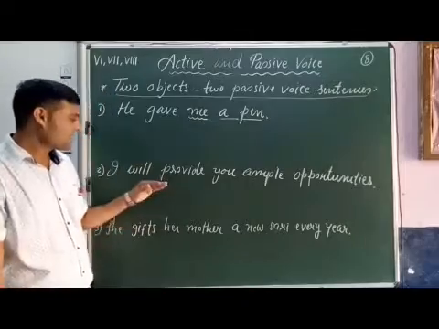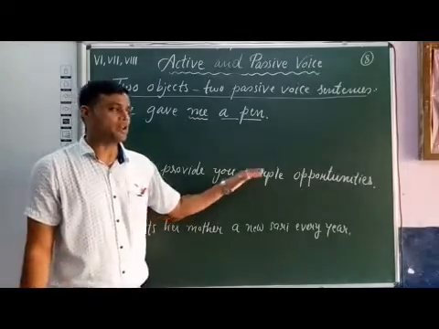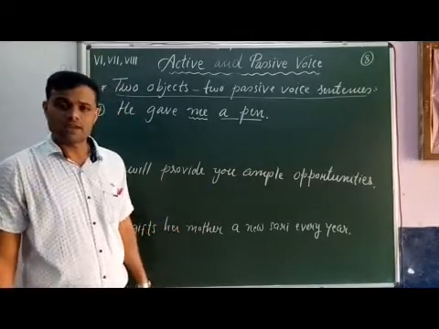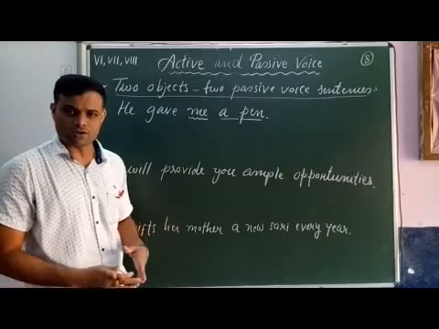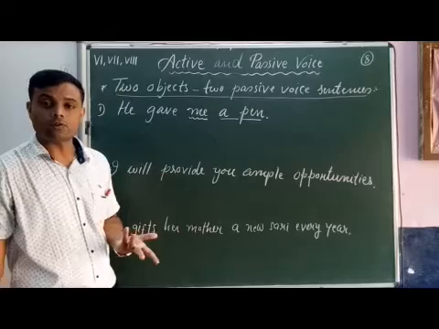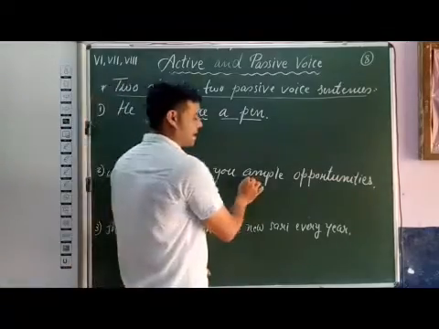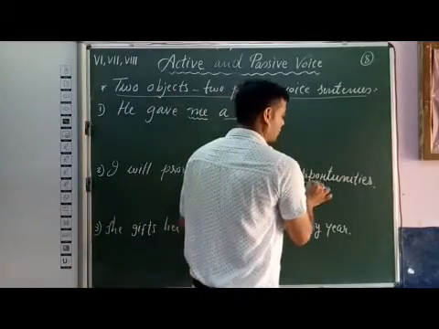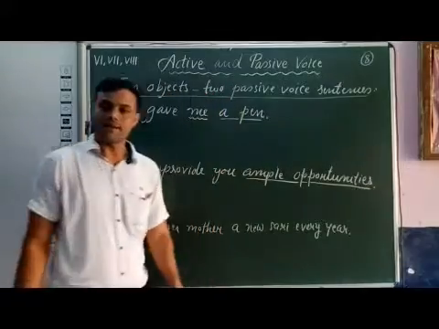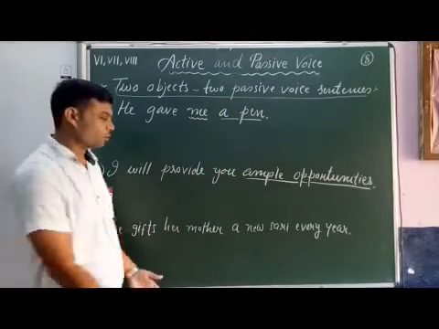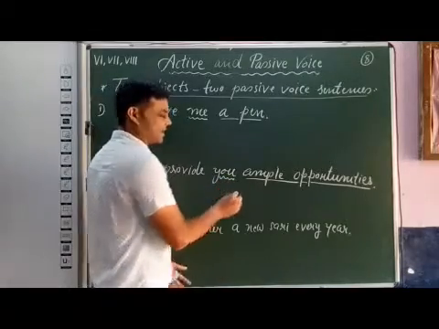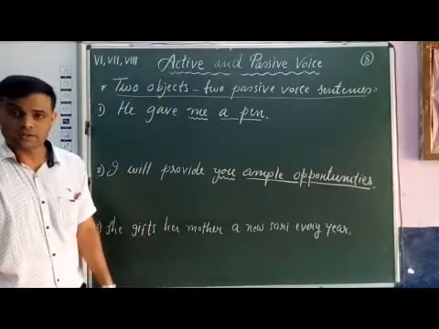Second sentence. I will provide you ample opportunities. Here we will check whether two objects are there or not. I will provide what? Ample opportunities. So ample opportunities, direct object. I will provide whom? You. So you, it is indirect object.